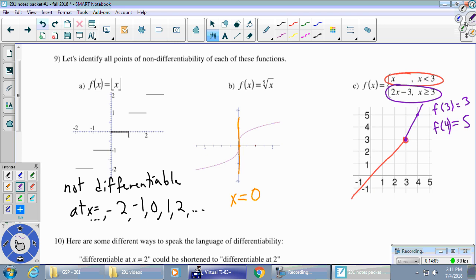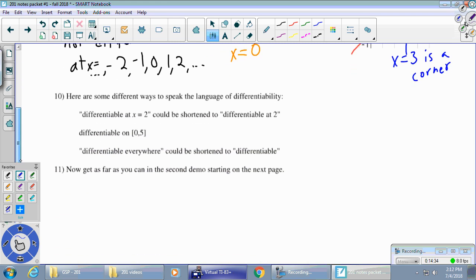So that function is continuous everywhere. Why would it fail to have a derivative at some spot? Well, it's failing right here at x equals 3 because x equals 3 is a corner. The red line is not as steep as that purple line. It's not a smooth transition from one function into the other. But that function is differentiable everywhere other than x equals 3.